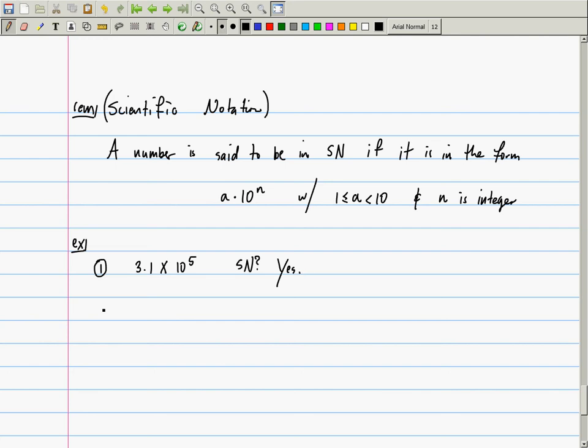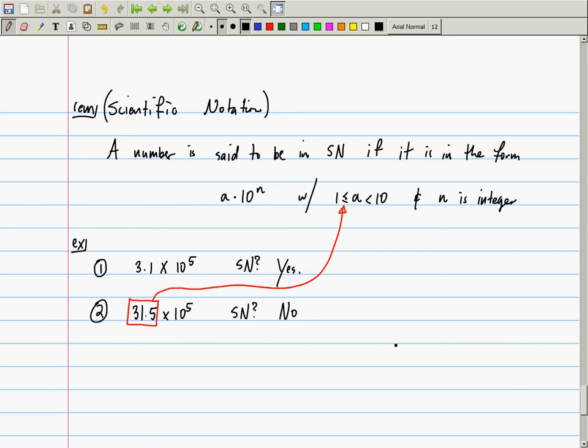Okay, how about this example? 31.5 times 10 to the 5. Is this in scientific notation? Okay, so I disagree with yes. What is the rule? The rule is that the thing in front, this part, A, has to be between 1 and 10. So is 31.5 between 1 and 10? No, it is not in scientific notation.